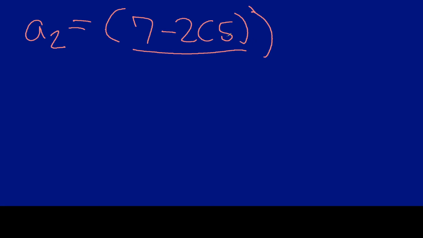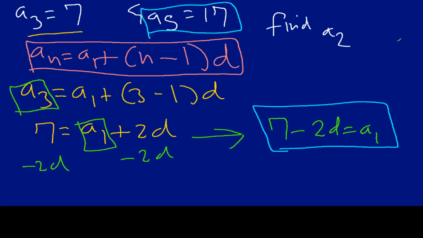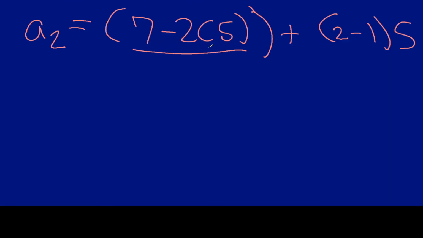And so now to finish it off, let's see here. Plus 2 minus 1 times 5 again. This is the same original equation as we have right here, if you can see my little line that I'm drawing. We know that A1 is going to be 7 minus 2 times 5. We know n is going to be 2 because we're looking for the second term, and minus 1, and we know that d is 5 again. We know all this, and so now we're trying to figure out the value for the second term.